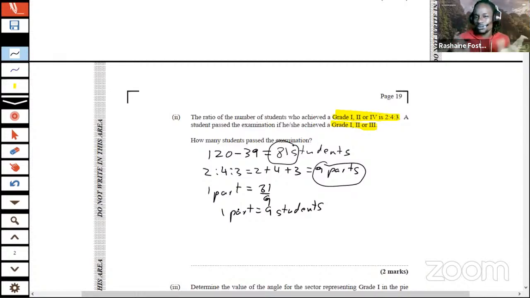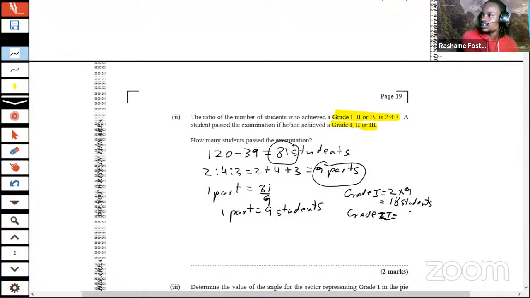However, we don't really care about how many got a grade 4 because the question is asking us for how many passed the exam. So we're going to figure out now for grade 1, it is 2 parts, so you multiply the 2 by the amount for one part, and so 2 times 9, that is 18 students. For grade 2, it is 4 parts, so I multiply that by 9, and that is 36 students.